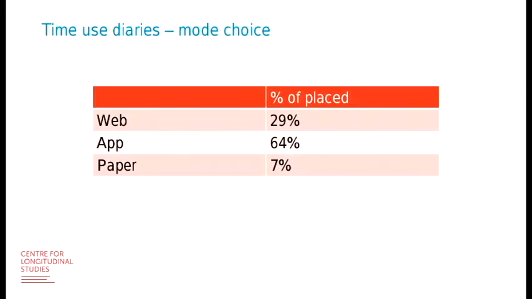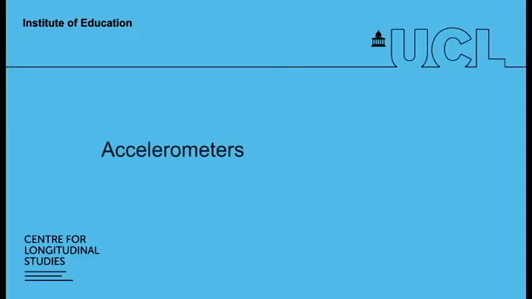In terms of the choice of mode, again, amongst those placed, 29% chose to do it online. The vast majority, 64%, chose to do it on an app, and a smaller proportion, 7%, chose the paper version. So that's everything for now on time use diaries. I'll come back to it after accelerometers in terms of the implementation in the field. But let me turn now to talk about the accelerometers at age 14.